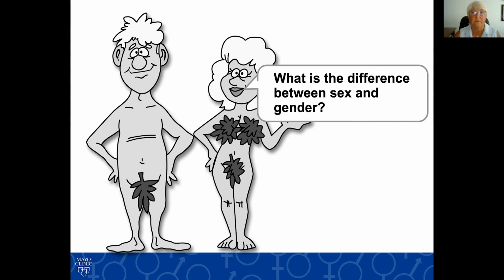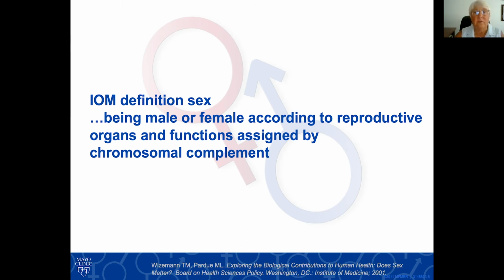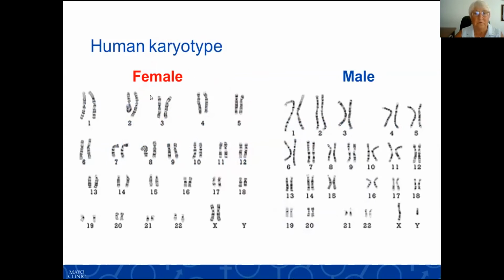So let's start. What's the difference between sex and gender? Well, the Institute of Medicine has defined sex as being male or female according to reproductive organs and functions assigned by the chromosomal complement. This was a definition that was put forward in 2001, in Sex Matters, their hallmark publication. And I think it's really important to emphasize this now because there's a lot of discussion out there that this is not an appropriate definition and a lot of confusion. And I think we really need to get back to the biology and really understand why this definition was created as it was. I'd like to remind everybody that the human karyotype does have 22 sets of chromosomes, but a set of sex chromosomes, XX for female and XY for males.